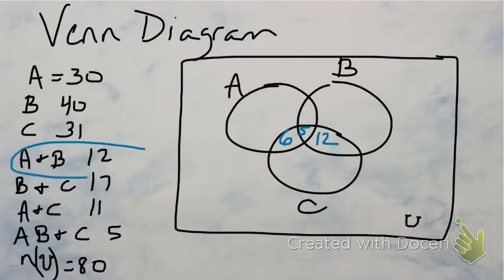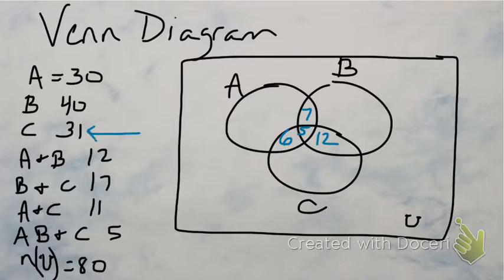Moving right along, notice that A and B have 12. But you've already included 5, and you can't do it again. So we'll take 12 minus 5 to put 7 where A and B overlap, but not counting the earlier 5.